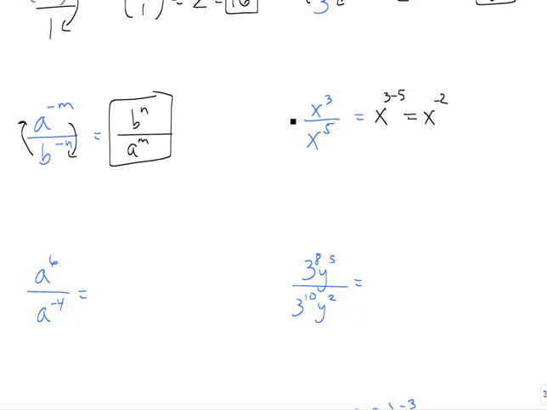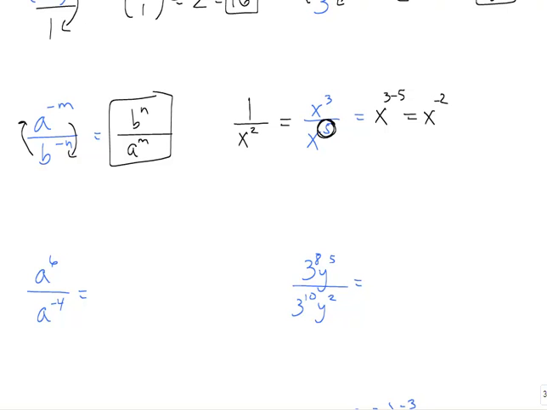So as a shortcut, or as an alternative, I am going to take the bigger power, 5, minus the smaller power, 3. 5 minus 3 is positive 2. The answer that we get, x squared, is going to go in the denominator because that's where the larger power was. So we take the larger power minus the smaller power and put your answer in the position of the larger power. So I have an x squared down in the bottom.